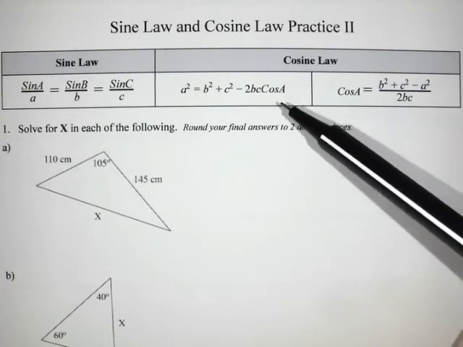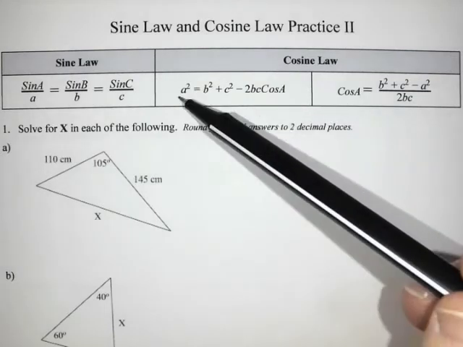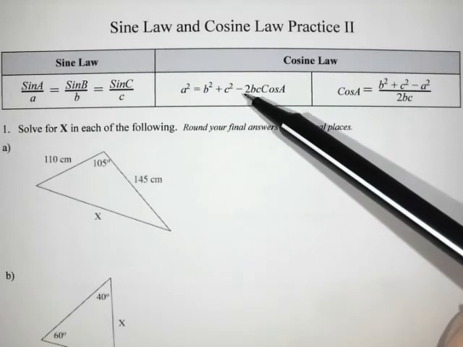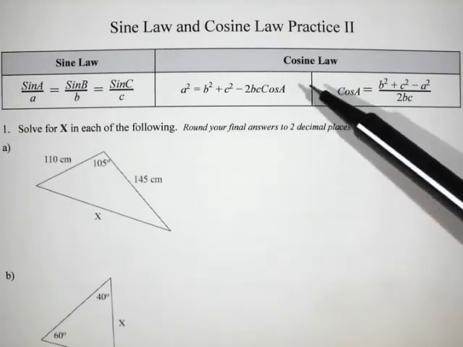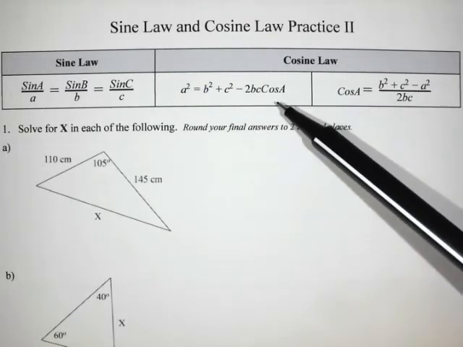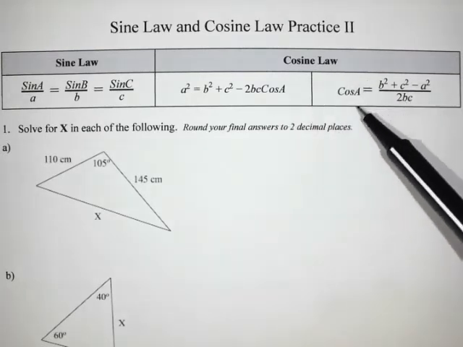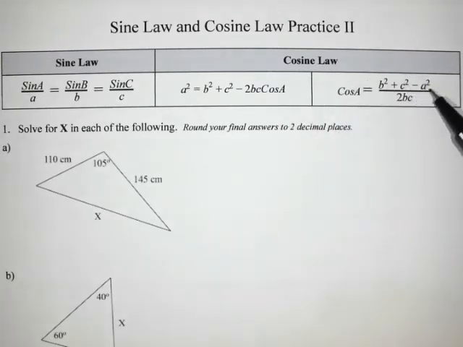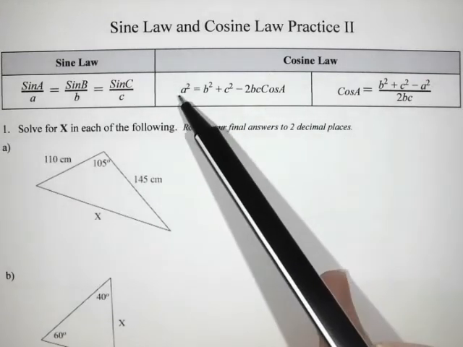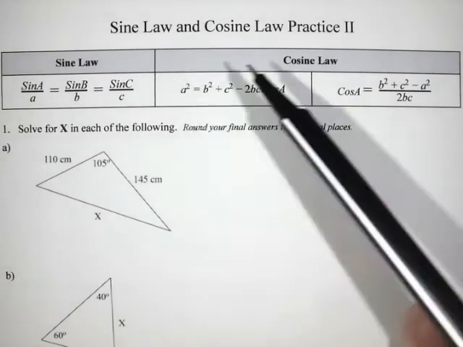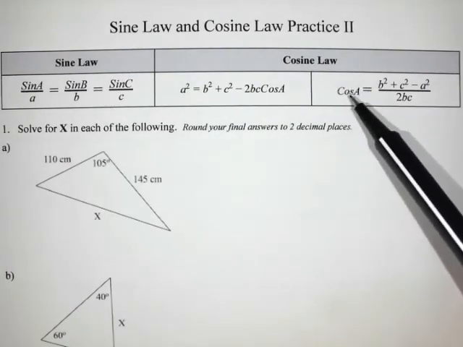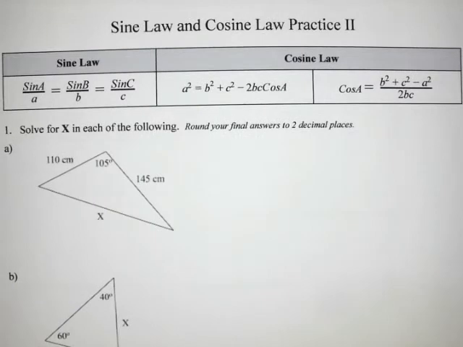The first formula, a squared equals b squared plus c squared minus 2bc cos A, is easier to use for side lengths. And cos A equals b squared plus c squared minus a squared over 2bc is easier to use if you're trying to find an angle. That's because the side length is by itself on this side, and the angle is by itself on this side for this one. So we're going to go through 4 examples together.